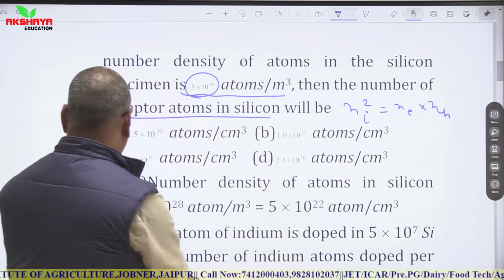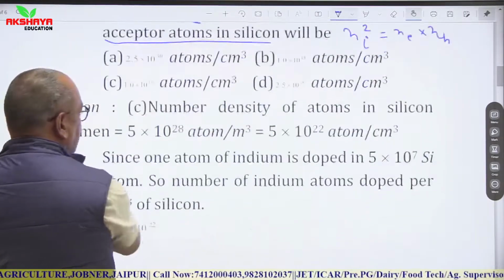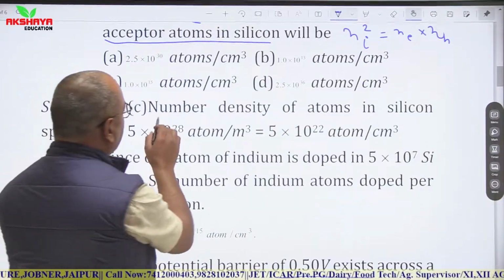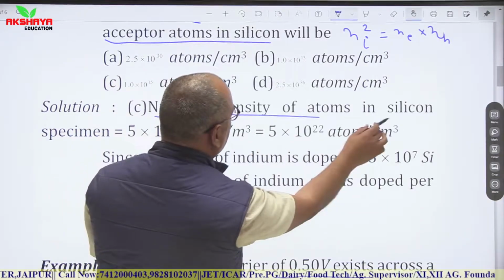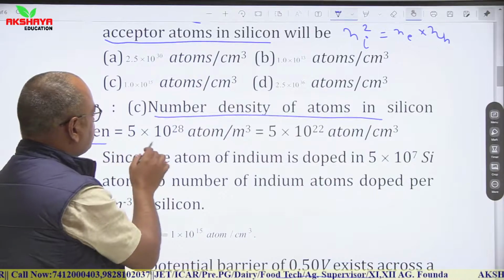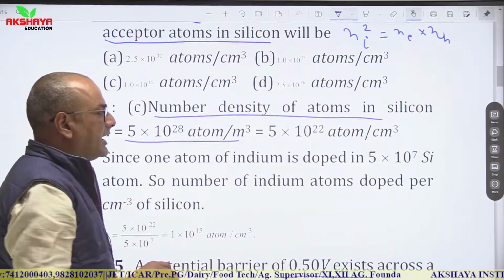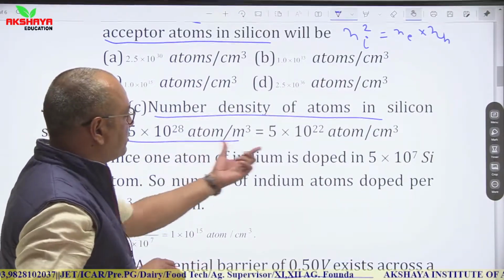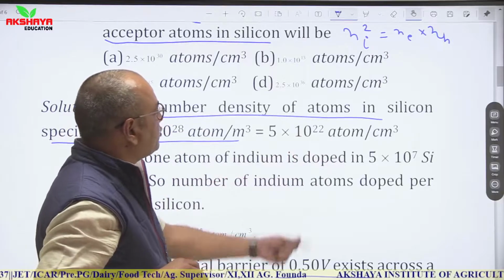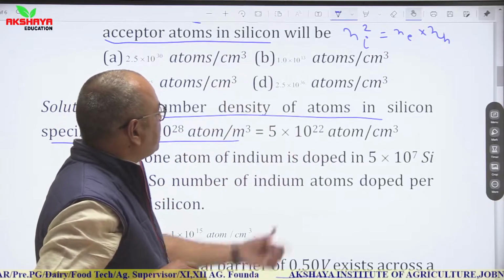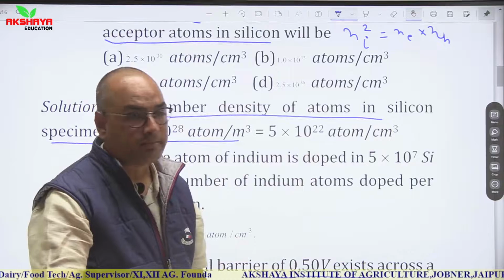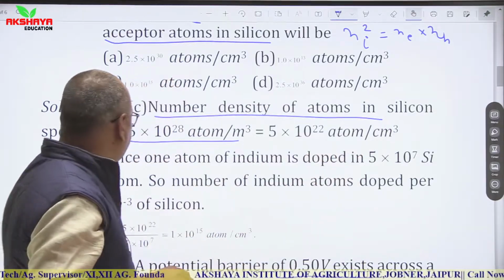So what is given to us? We are given the number density of atoms in the silicon specimen, 5 into 10 to the power 28 atoms per meter cube. We will convert it into centimeter cube because our options are given in centimeter, so it is 5 into 10 to the power 22 atoms per centimeter cube.